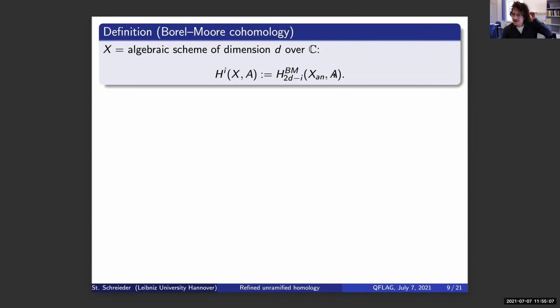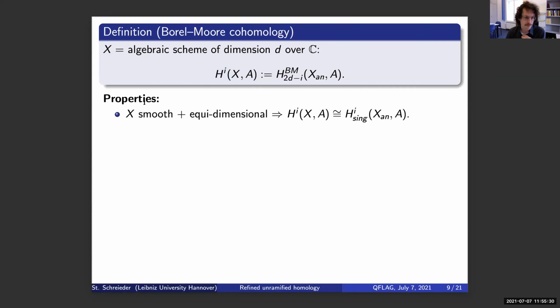You take the underlying analytic space, and A is some abelian group. So recall Borel-Moore homology is essentially the same thing as singular homology, but you don't look at finite chains, but locally finite chains. So if X is compact, then this is just homology. And if X is smooth, this is isomorphic to singular cohomology in degree i. Right, so properties. If X is smooth and equidimensional, then this H^i(X, A) is really singular cohomology of the underlying analytic space. So if you don't want to worry about singular spaces, then just think about this as singular cohomology as we did before. But remember that if X is singular, then it should really be Borel-Moore homology.